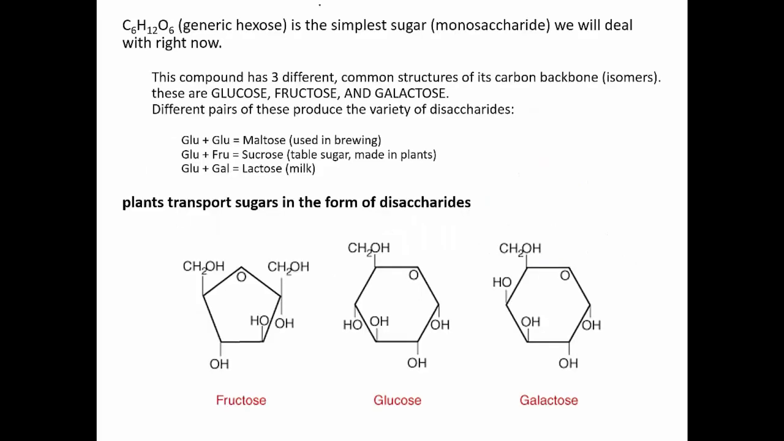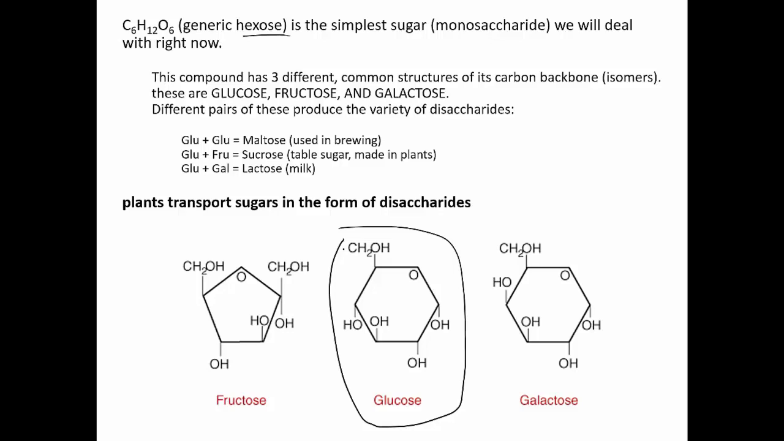Okay, so the generic 6-carbon sugar called hexose, we're going to deal with right now. This compound has 3 common isomers, and the one we're really going to talk about most is glucose. The others are called fructose and galactose. The only difference between these molecules is where the different functional groups are on the carbon backbone.